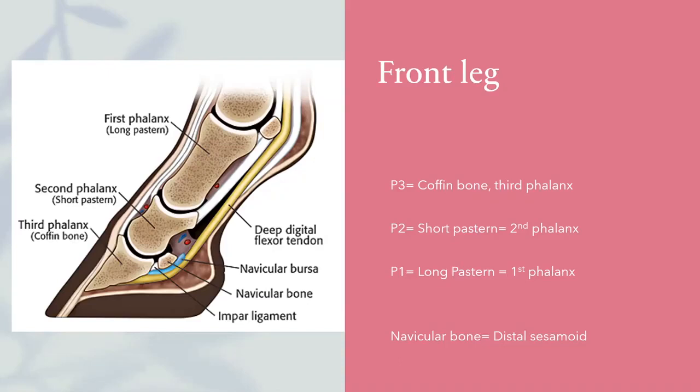All right, and then when we move up from there, we see those two sesamoid bones up top. In this view, you only see one, but our proximal sesamoids are going to sit behind what big joint there at the top? Fetlock. Perfect. That's going to be your fetlock joint.